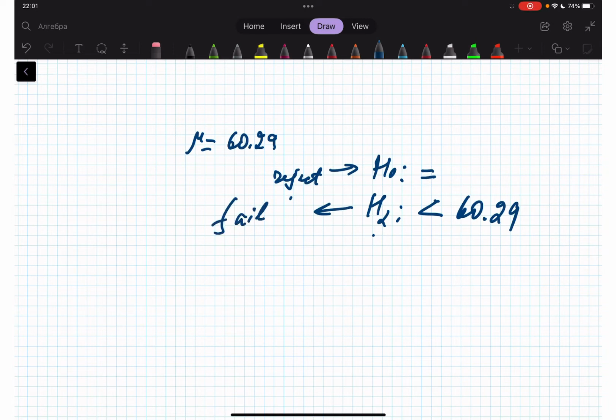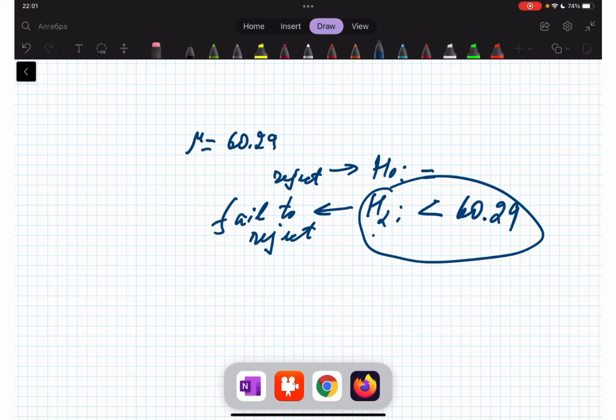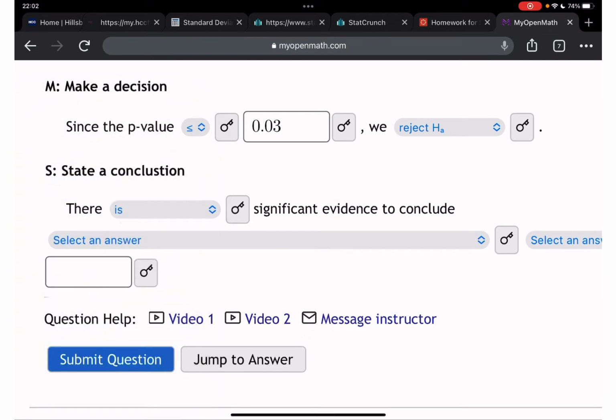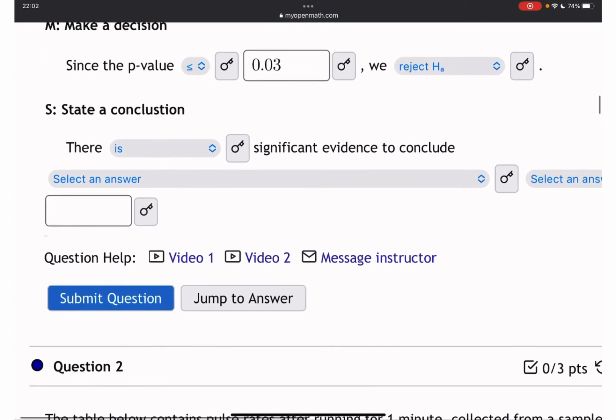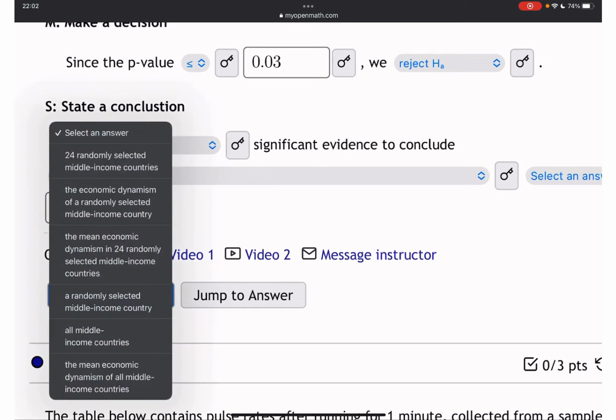we agree with the alternative, that is, it's less than 60.29, okay? So let me see what we have. There is significant evidence to conclude that the mean economic dynamism of all middle income countries, of all, right? Because we are dealing with the population. Mu is about the population.